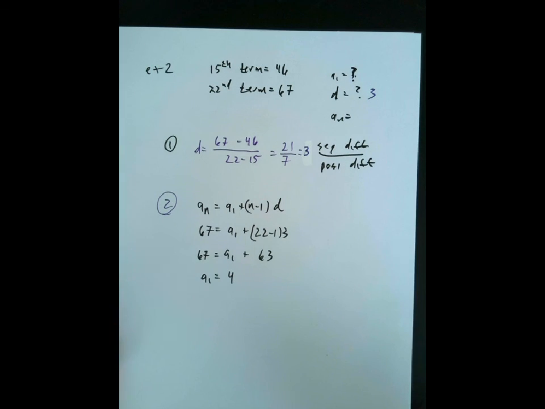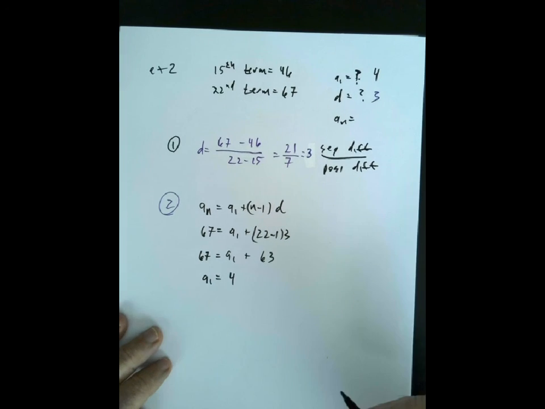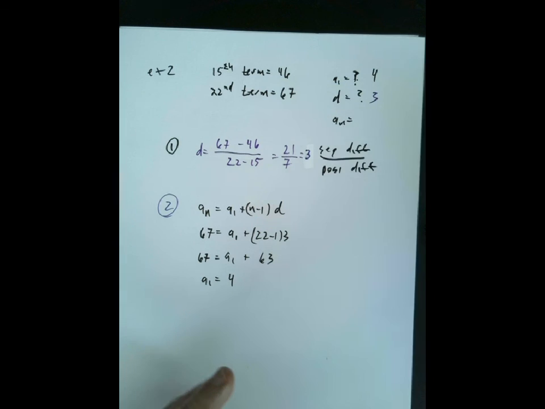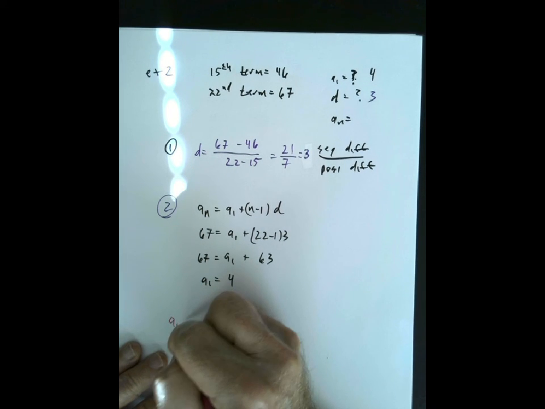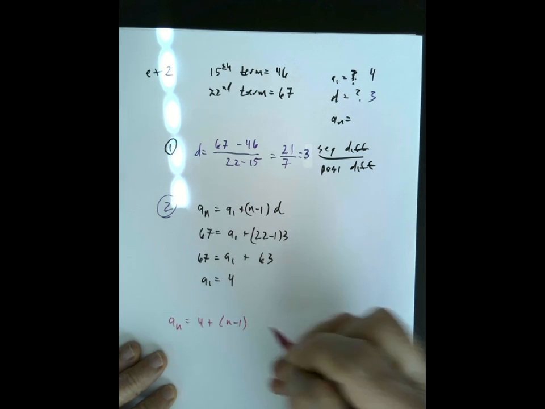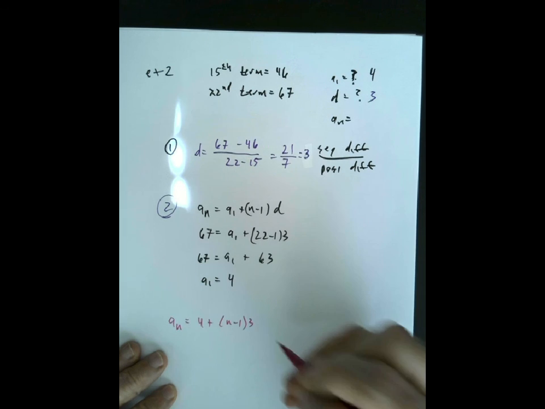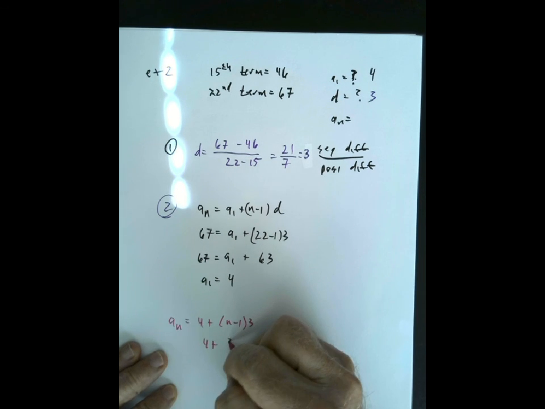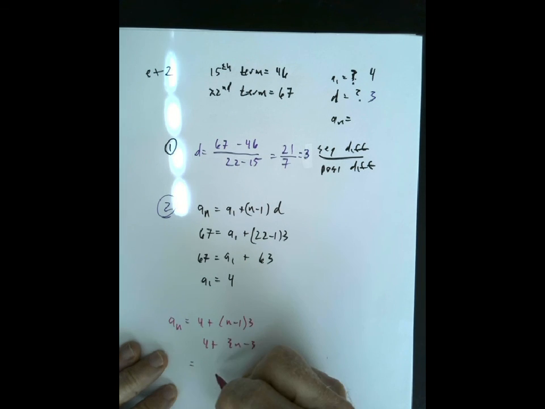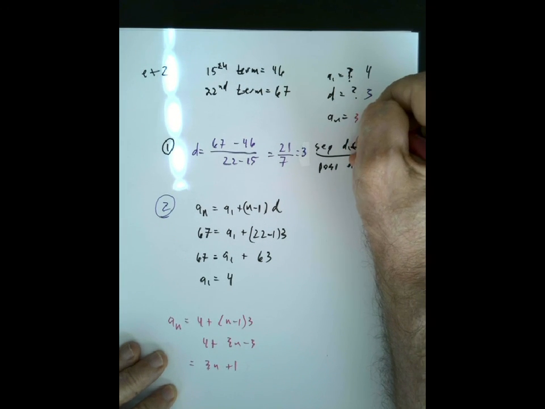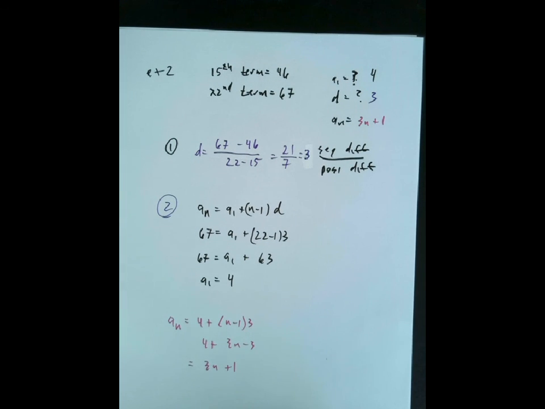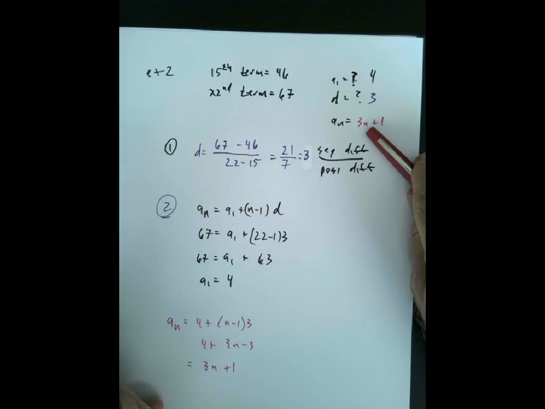Okay? So now the a sub 1 is 4, and that gives us our general formula, right? A sub n must be 4 plus n minus 1 times 3, right? Simplifying, that's 4 plus 3n minus 3, okay? And that works out to be 3n plus 1. So a sub n is equal to 3n plus 1. Checking our work to make sure that really does give us the terms in our sequence, right? We put 15 in for n, okay? 3 times 15 plus 1. 3 times 15 is 45, plus 1 is 46.